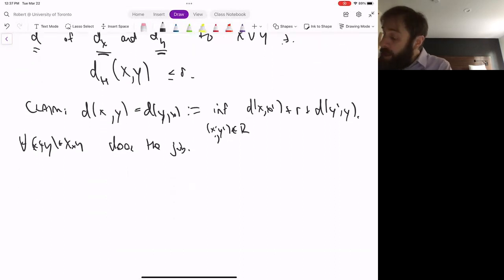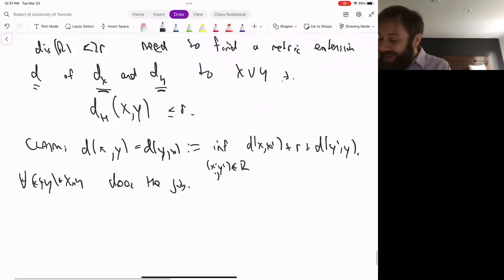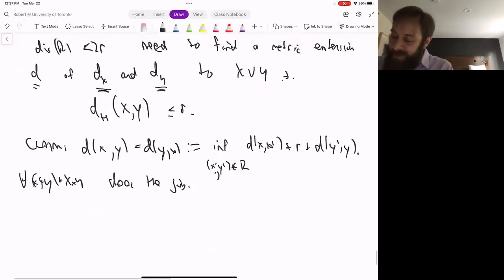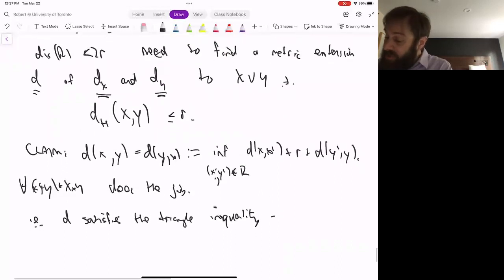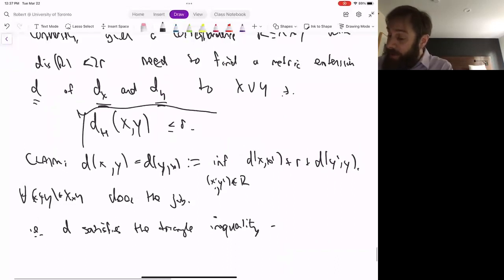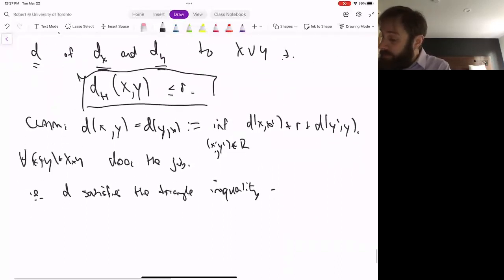And again, there are two things to check. One of them is that d satisfies the triangle inequality, which is actually pretty tricky to check. And I'm not going to do it in class. And then the other thing to check is that you really get this bound that we want. And that's sort of easy to check.